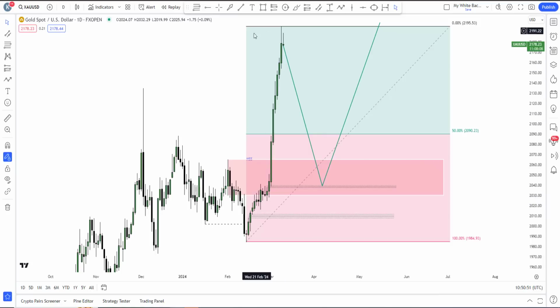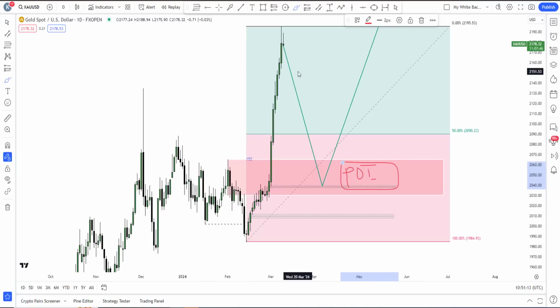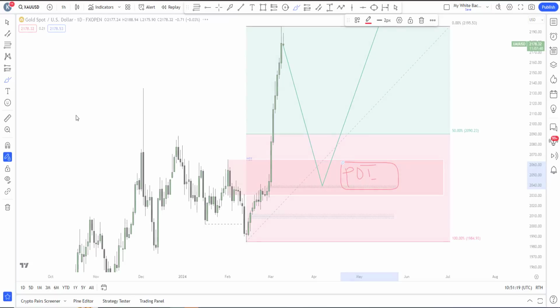So I can simply say, okay, give me an opportunity to go bearish. If I can go bearish, I will take advantage of it, knowing fully well that I have a point of interest here. So this should be my point of interest. I don't want to take a further sell trade when I reach here, but I did not see the entry yet. For me to see an entry, I will need to drop down to the 1 hour time frame. This is the top down analysis, guys.